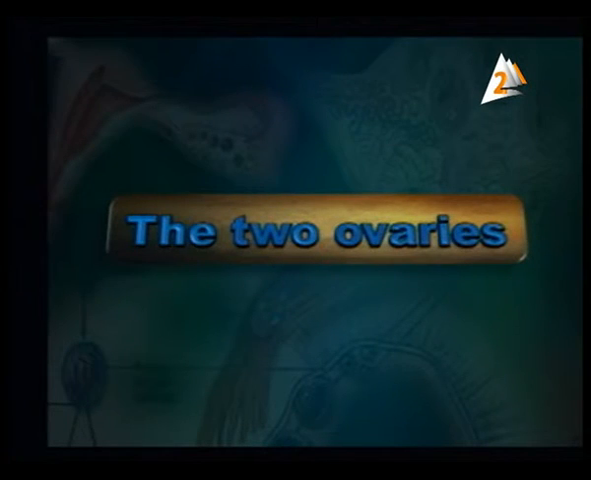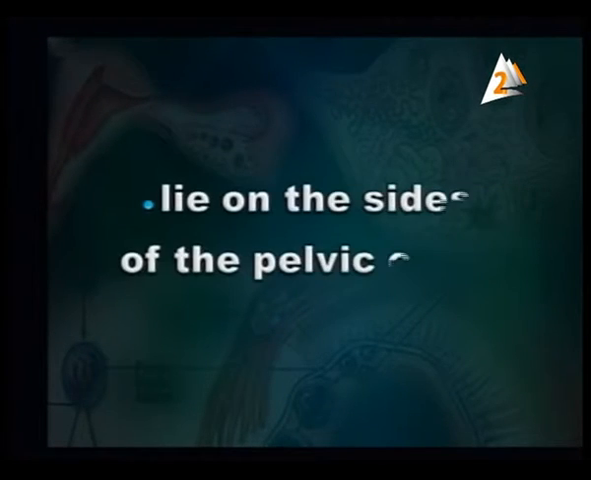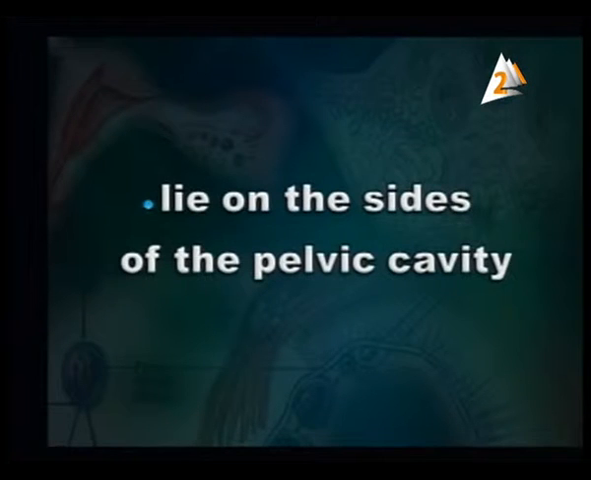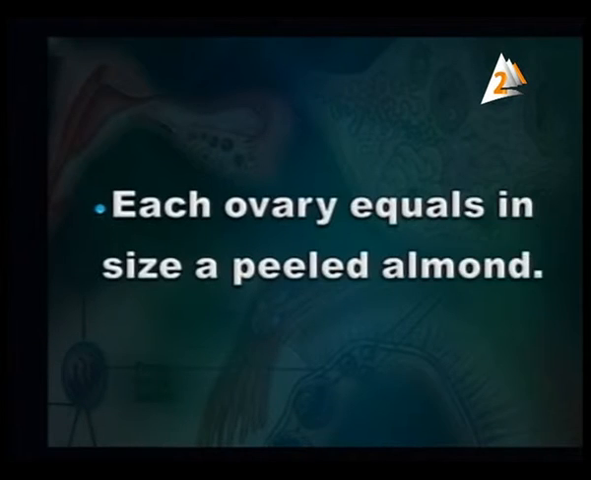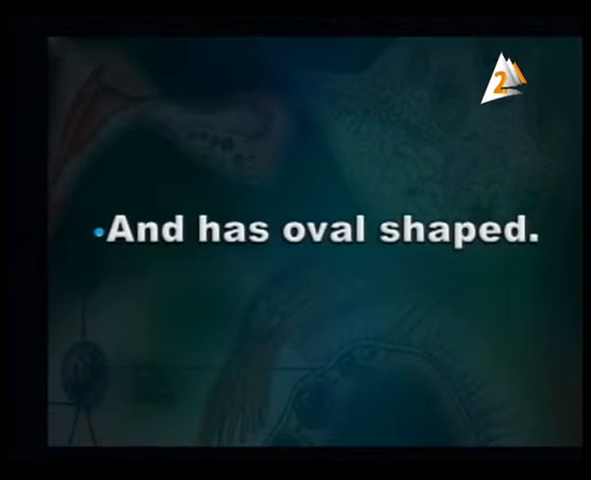Let's begin by studying each part of this genital system. The two ovaries lie on the two sides of the pelvic cavity. Each ovary is equal in size to a peeled almond, and has an oval shape.